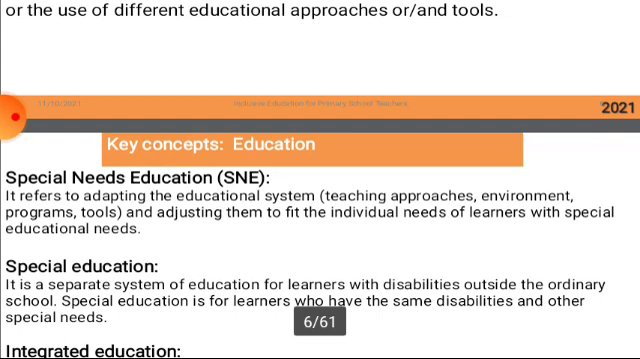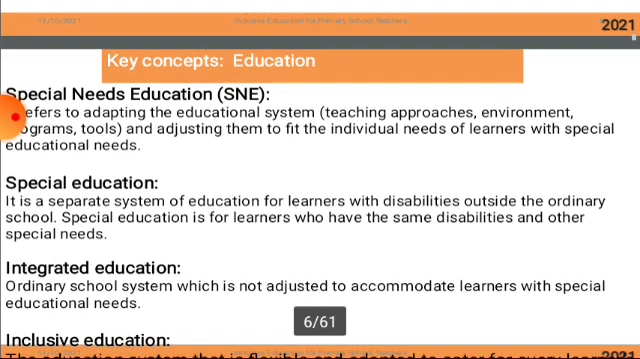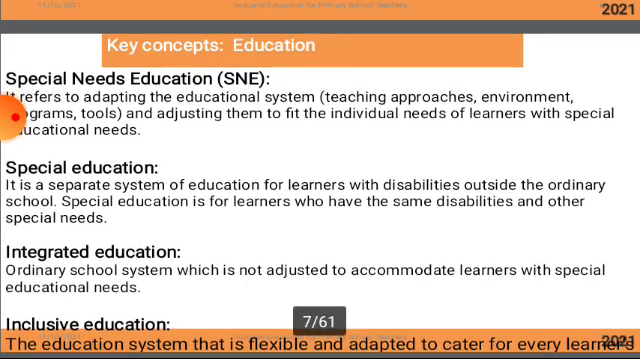Special needs education. This refers to adapting the educational system, teaching approaches, environment, programs, as well as tools, and adjusting them to fit the individual needs of learners with special educational needs. Special education. This refers to a separate system of education for learners with disabilities outside the ordinary school. Special education is for learners who have the same disabilities and other special needs.